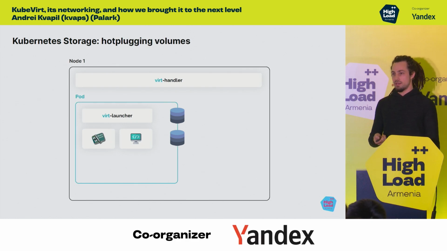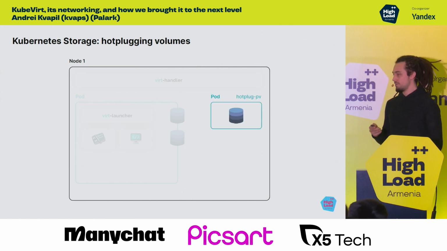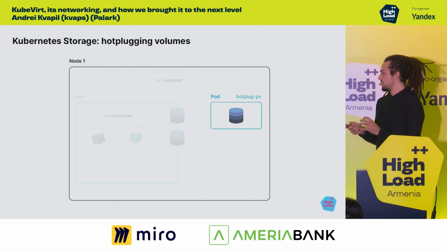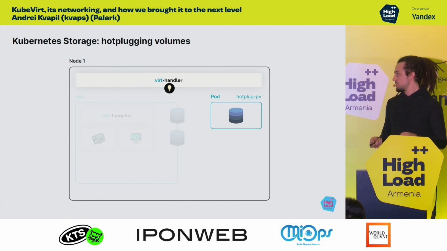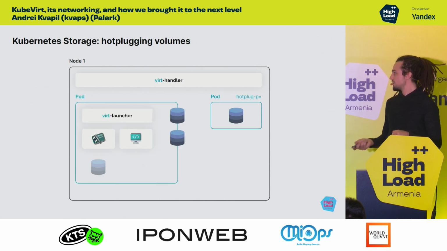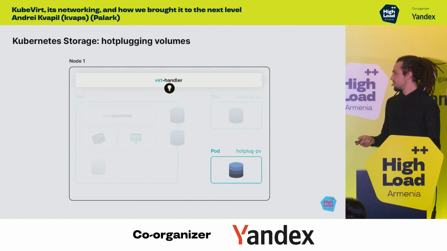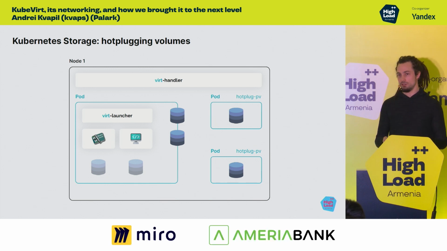So let's get back to hot plugging. The new pod is created. If you want to attach some volume to the virtual machine, the new pod is created on the same node, side by side with the pod which is running the virtual machine. Then virt-handler sees that this pod is created and passes this device through to the pod which runs the virtual machine. The same way we can do the next pod, and we can attach as many devices as we want to.